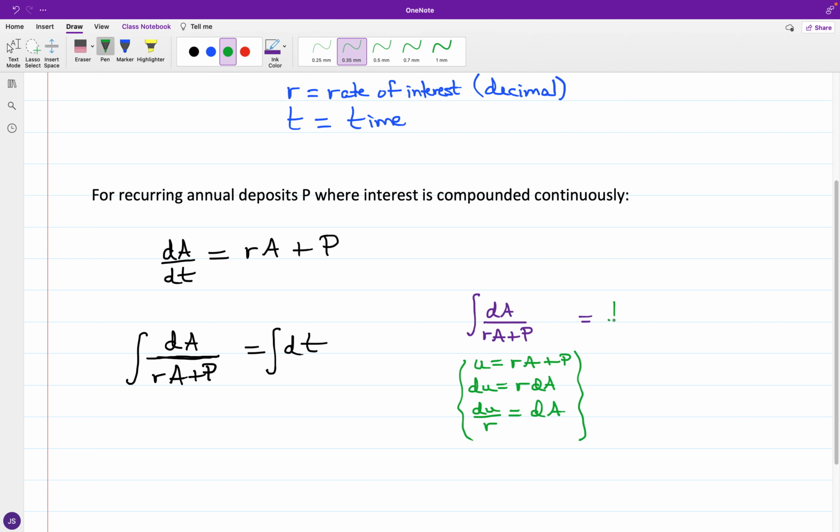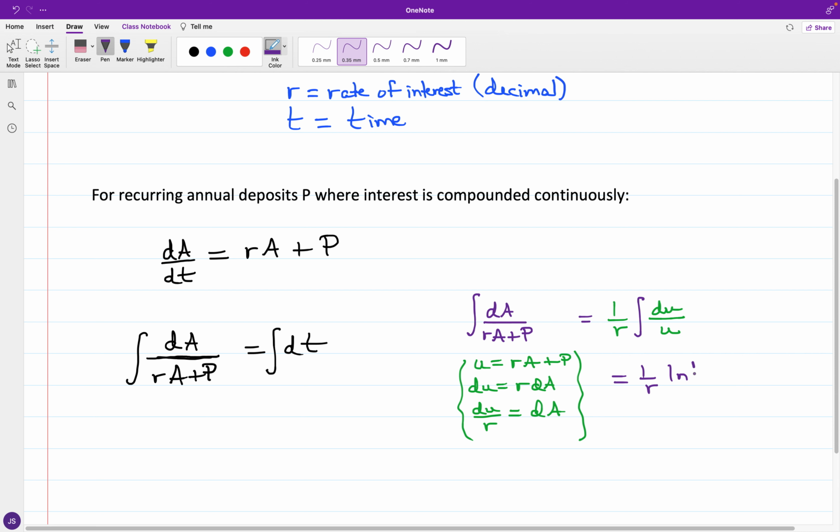What I'll do here, so I have 1 over r times the integral of du, and u is in place of rA plus P, integrating with respect to u. So you got 1 over r, and du over u will have an antiderivative, which would be the natural logarithm. So you have 1 over r times the natural logarithm of the absolute value of u followed by the constant.